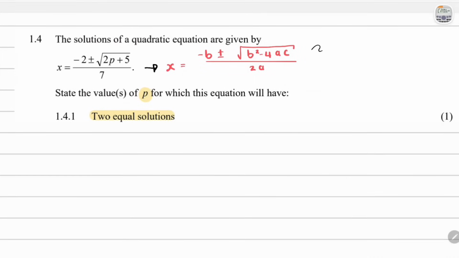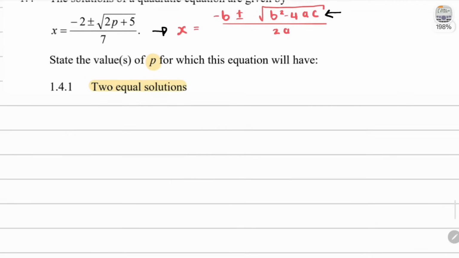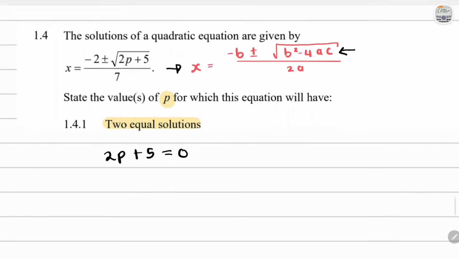And the discriminant is that part, b squared minus 4ac. So how will it have two equal solutions? Okay, so the same x value. This looks like this: x minus 1 times x minus 1. Okay, so that will be equal roots. Well, this will happen if the discriminant, b squared minus 4ac, which we can clearly see now is this 2p plus 5 part, is equal to 0, then you're going to have the exact same solution.